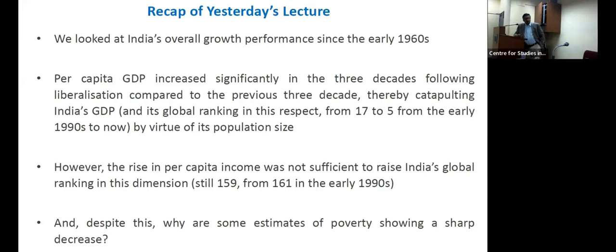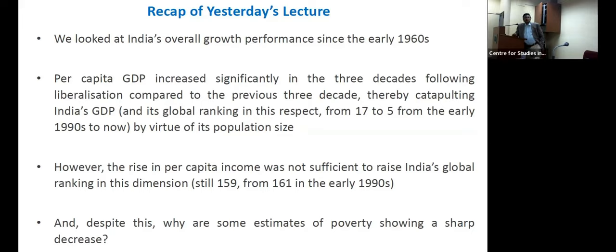As is well known, per capita GDP increased significantly in the three decades following liberalization compared to the earlier decades. And indeed, that was one of the main factors in India's GDP ranking and overall economic prosperity, given its population size, there was this multiplier effect. But still, the per capita income increase was not sufficient to raise India's global ranking in this dimension, which is again something that a lot of farmers and policy writers are focused on.